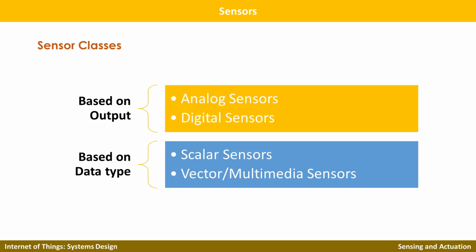Sensors can be classified into different classes. First, based on output, and then based on data type. Based on output, we have 2 classes, analog sensors and digital sensors. Based on the data type, we have the scalar sensors and vector sensors. Over the next few slides, we will be discussing each of these classes in detail.